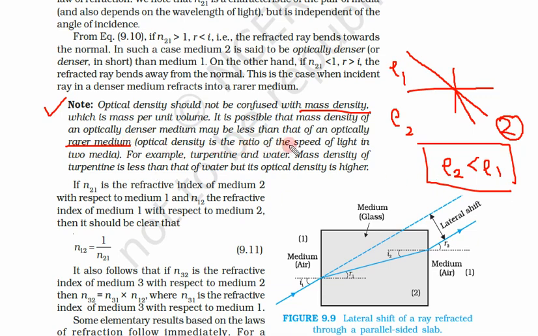Optical density is the ratio of speed of light in two media. So suppose the speed of light in this is V1 and this is V2, then it is the ratio of speed of light in these two media. For example, turpentine and water: mass density of turpentine is less than that of water, but optical density is higher. So we should not confuse mass density with the optical density. Turpentine is an oil. Mass density of turpentine is less than water, but optical density is higher than that of water.